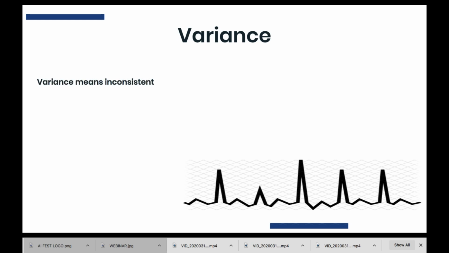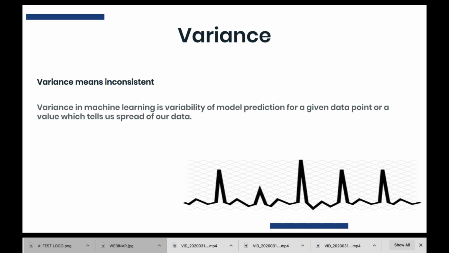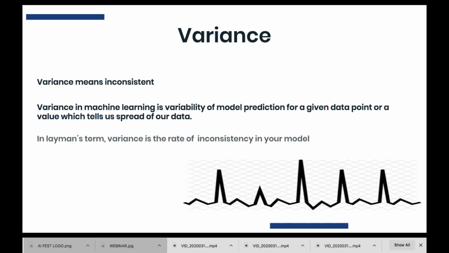Variance means inconsistency. When something is inconsistent, it has variance. Variance in machine learning is the variability of the model prediction for a given point or value, which tells us the spread of our data. In layman's terms, variance is the rate of inconsistency in your model.